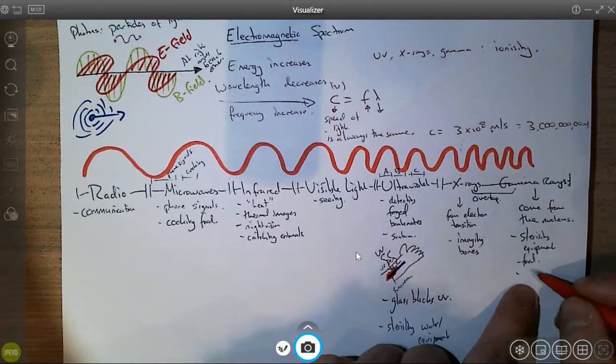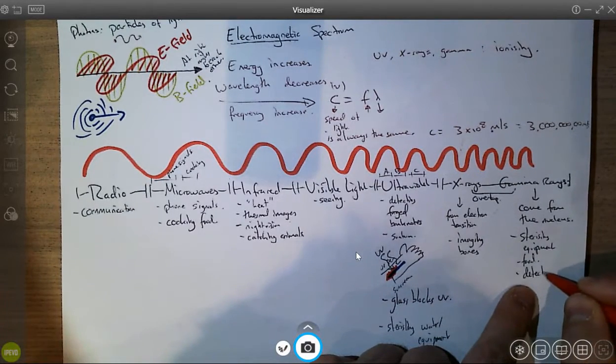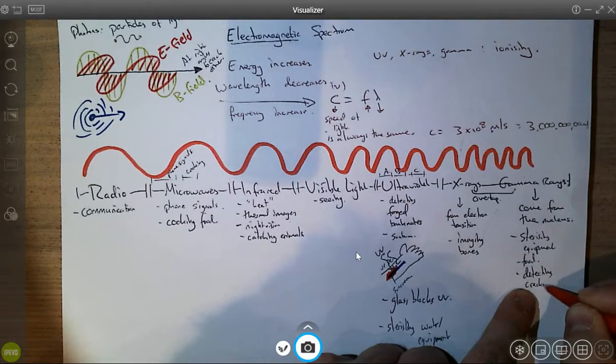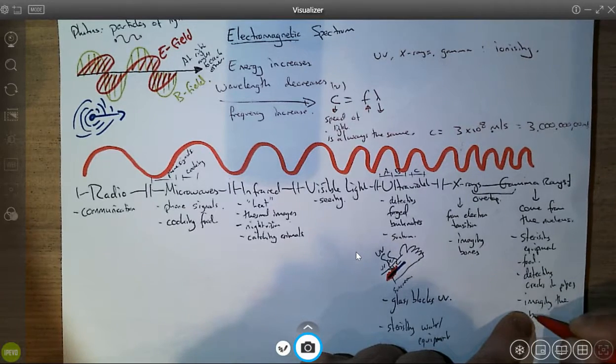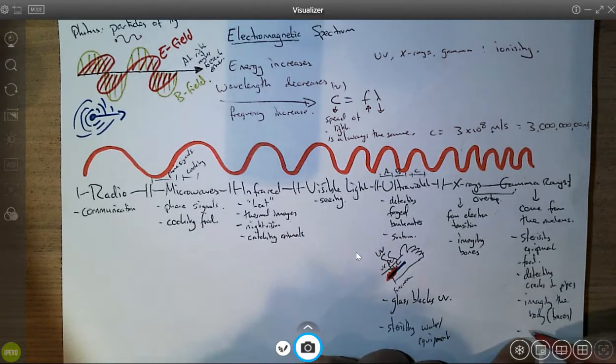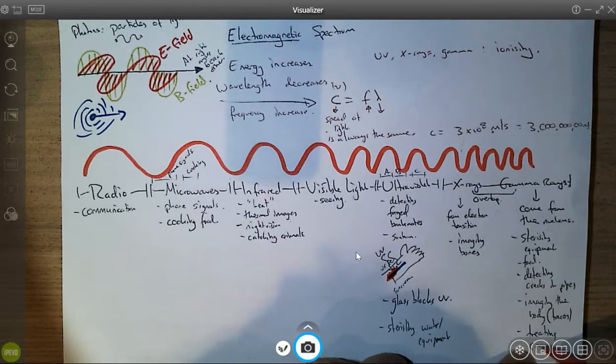Gamma rays can also be used for detecting cracks in pipes. They can also be used for imaging the body as tracers. And they can, of course, be used for treating cancer, and that is radiotherapy.